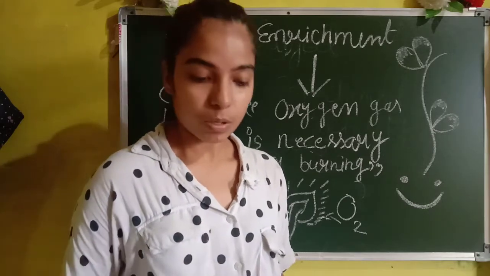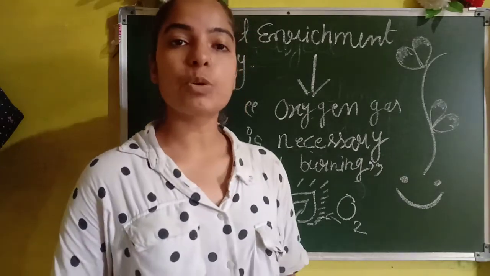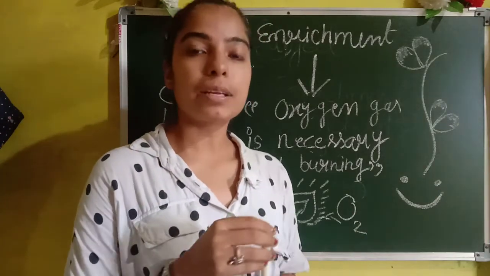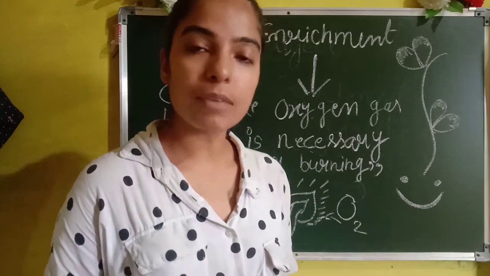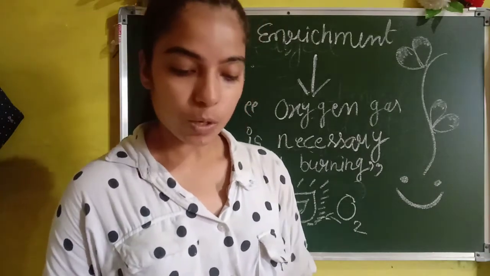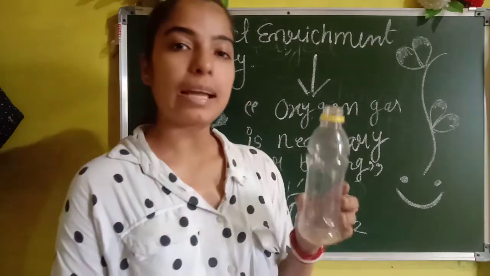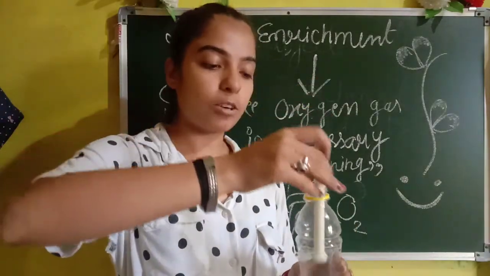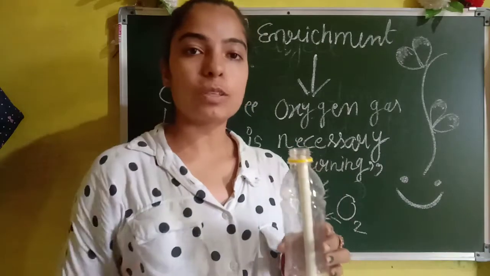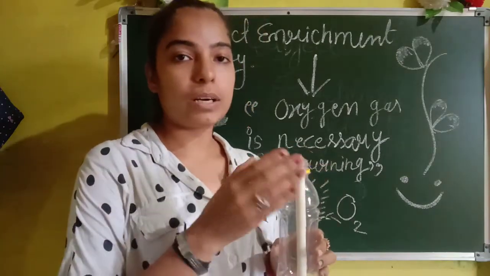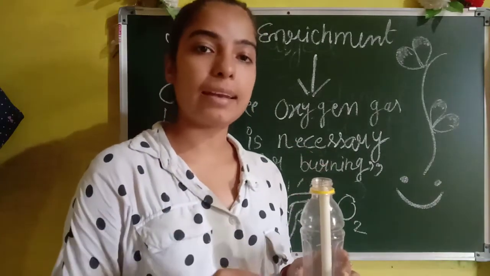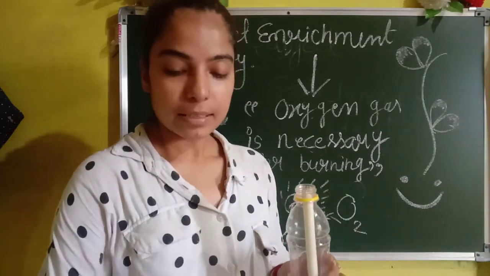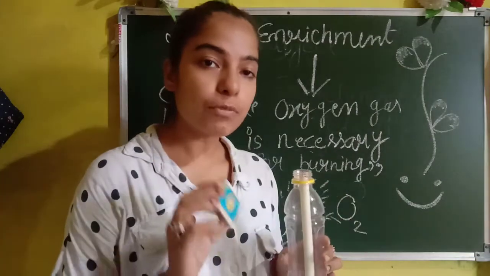Now, the procedure. In the next step you have to tell your procedure, meaning you perform your activity, and while performing it you tell what you are doing. Firstly, I have taken a container here, this bottle, and I place this candle on it. So the candle is placed on it. First you keep the candle in the container, then you use the matchsticks and try to burn this candle.